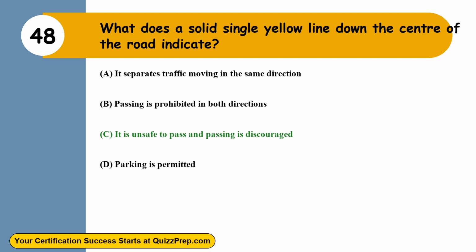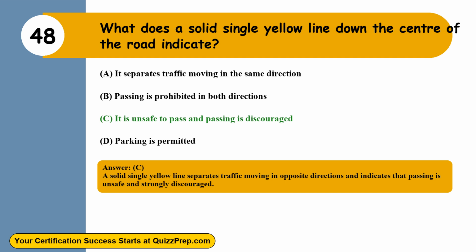It is unsafe to pass and passing is discouraged. A solid single yellow line separates traffic moving in opposite directions and indicates that passing is unsafe and strongly discouraged.